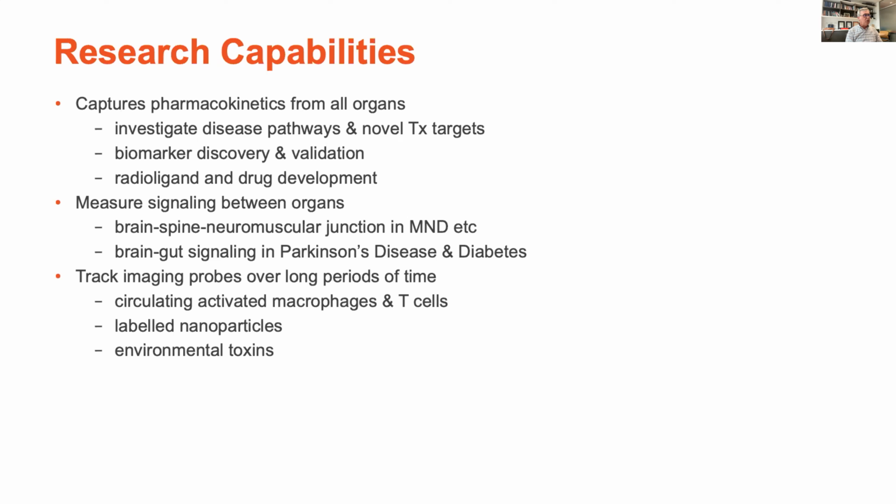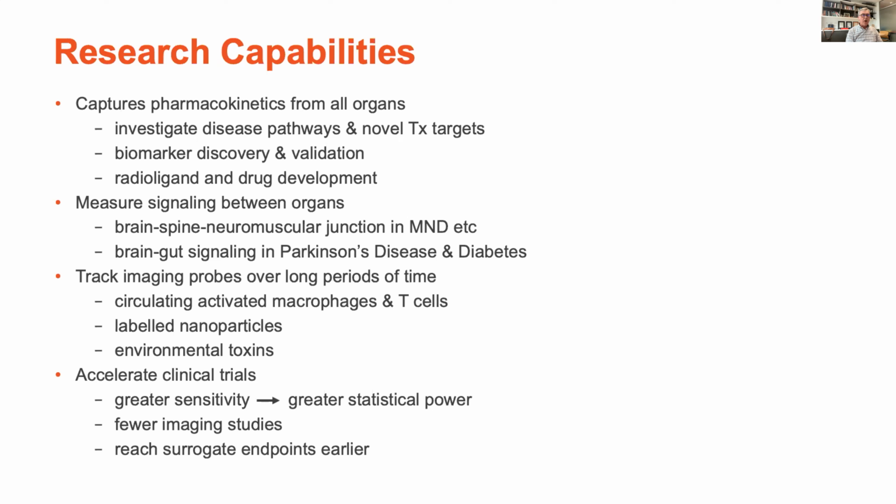We can also track imaging probes over long periods of time. So, for example, we might want to study circulating activated macrophages and T cells to study the body's adaptive immune response. We can look at labeled nanoparticles and novel drug delivery systems, and we can study environmental toxins and their distribution through the body. And finally, we can potentially accelerate clinical trials that have an imaging component.